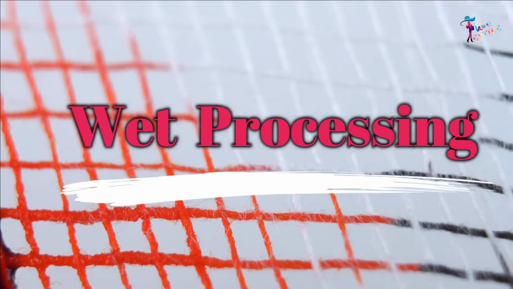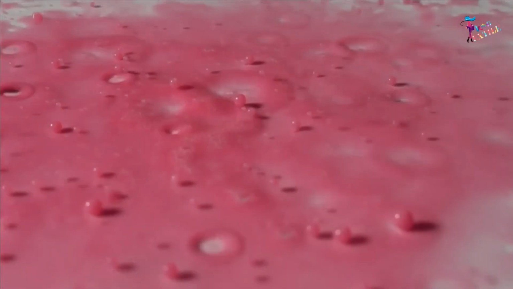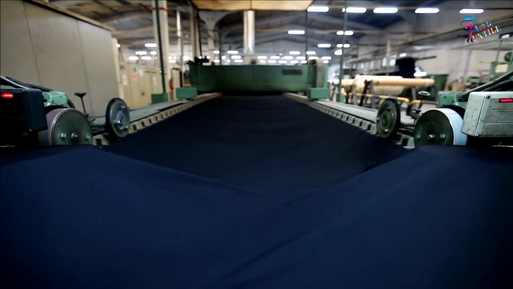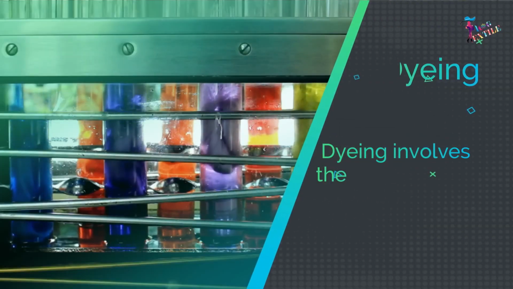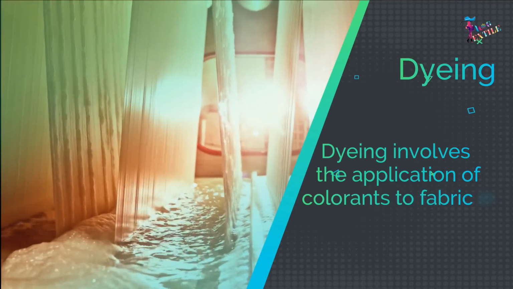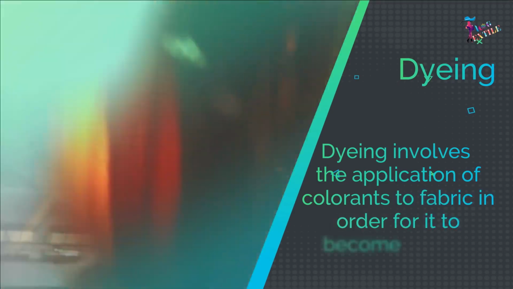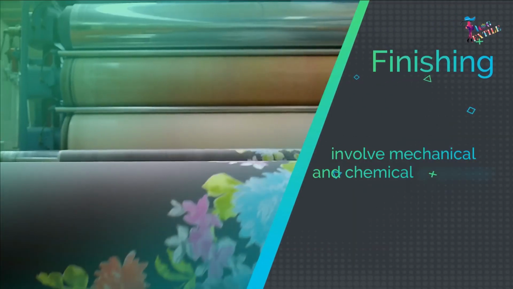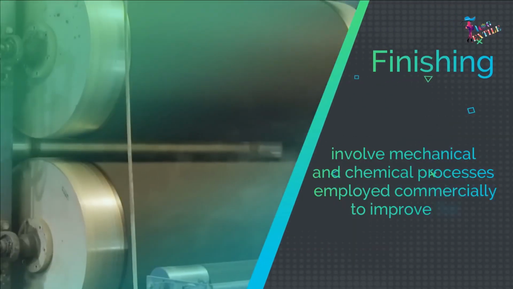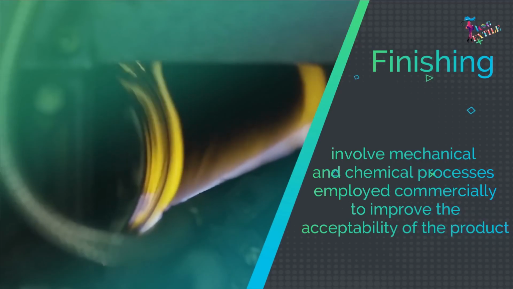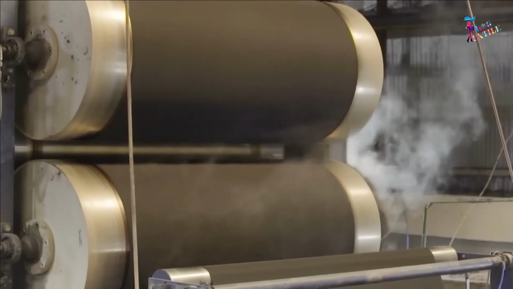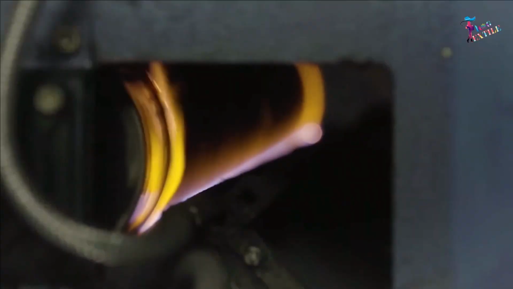Wet processing. Fabric wet processing is a process used for dyeing and finishing the fabrics. Dyeing involves the application of colorants to fabric in order for it to become colored. Finishing may involve mechanical and chemical processes employed commercially to improve the acceptability of the product. Let's see the general process sequence of dyeing and finishing one by one.